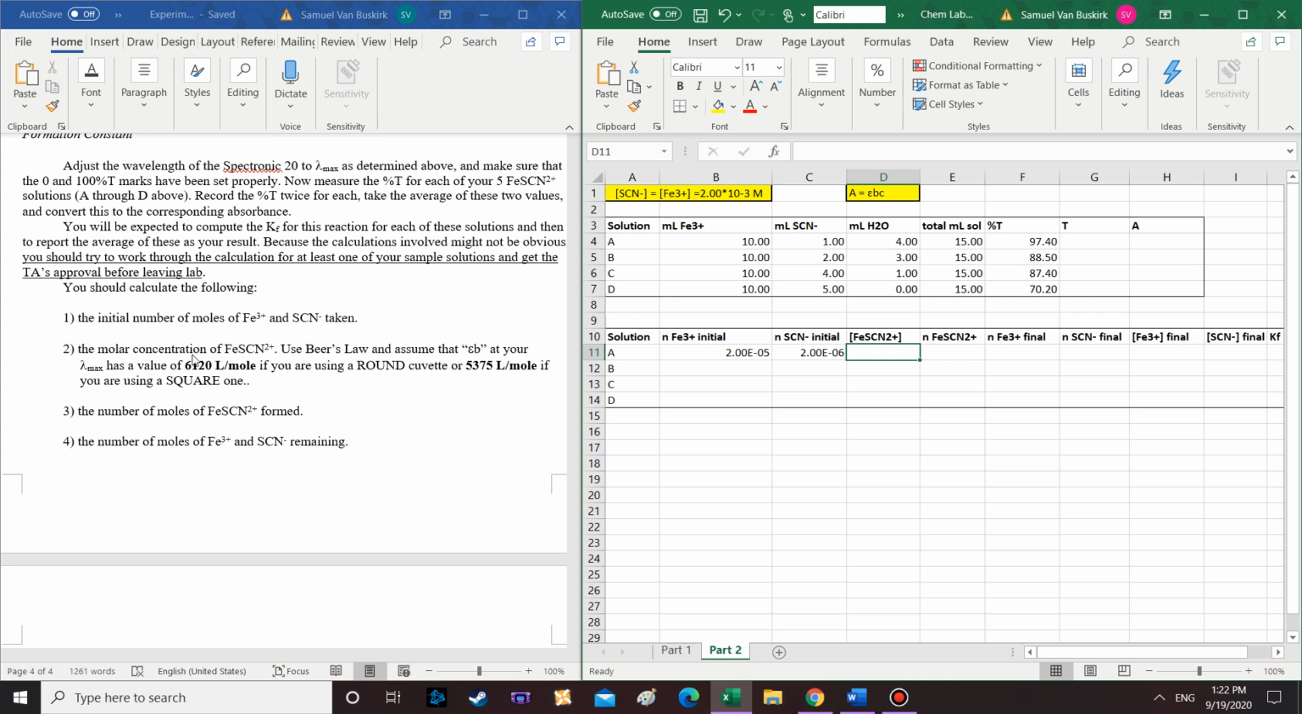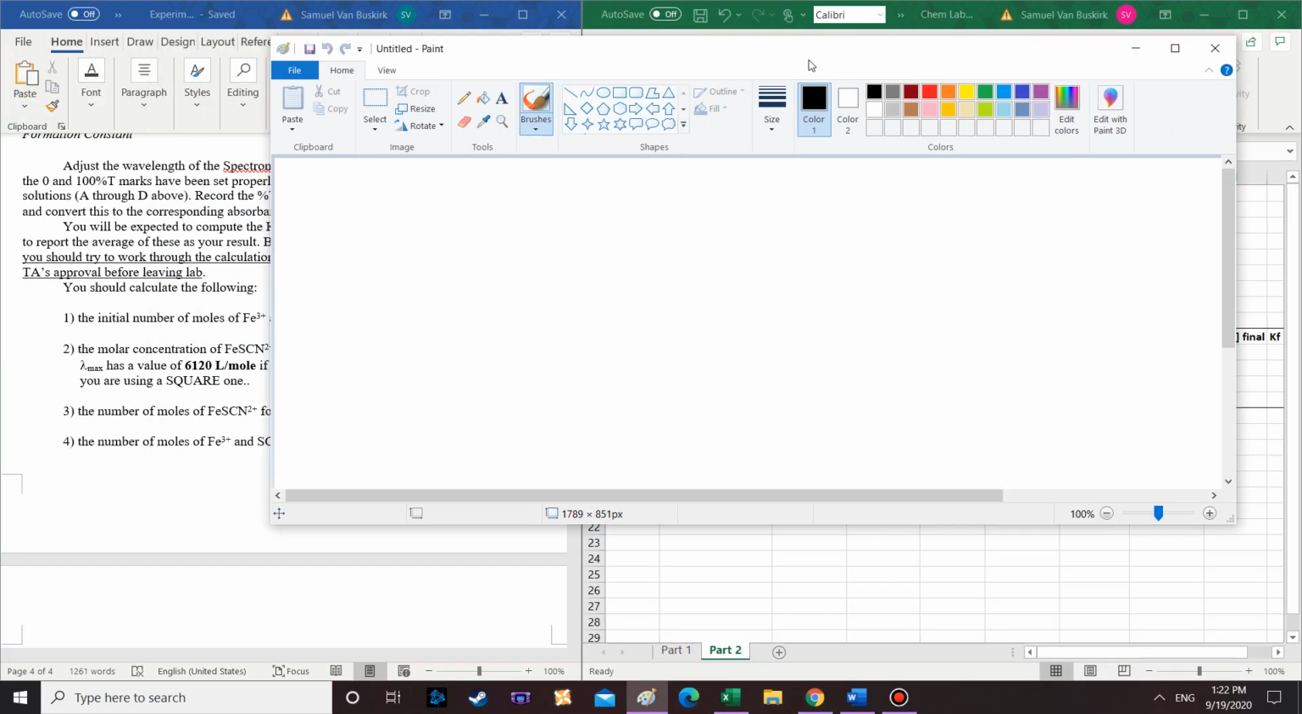Now we need to find the molar concentration of iron thiocyanate. It says use Beer's law and assume that epsilon B at your lambda max has a value of this number or this number, depending on if you have a round cuvette or a square one. You told me that you had a square cuvette, so we're going to use this constant in our Beer's law formula. So I'm going to open my MS Paint here.